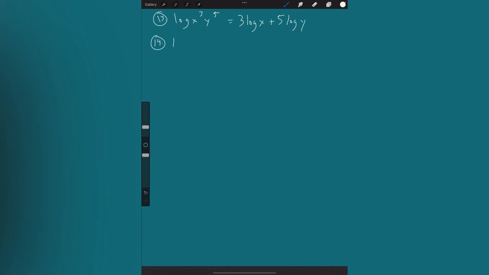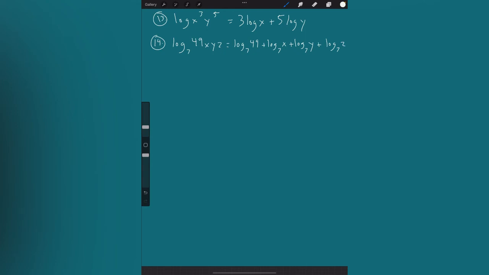Okay, 14 is the log base 7 of 49xyz. We're going to do the same thing. We're going to expand it. All right, and I'm going to say the log base 7 of 49 plus the log base 7 of x plus the log base 7 of y plus the log base 7 of z.